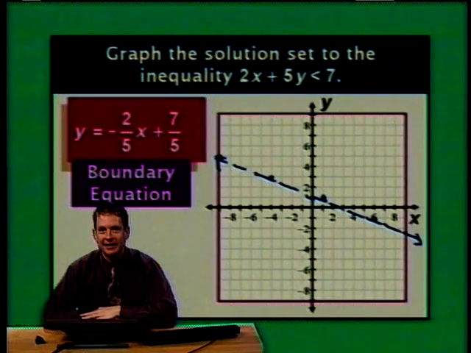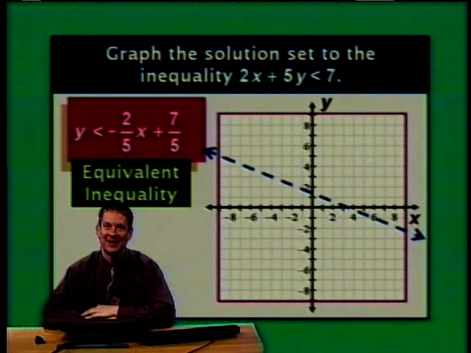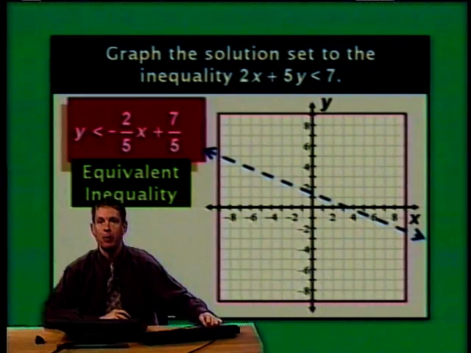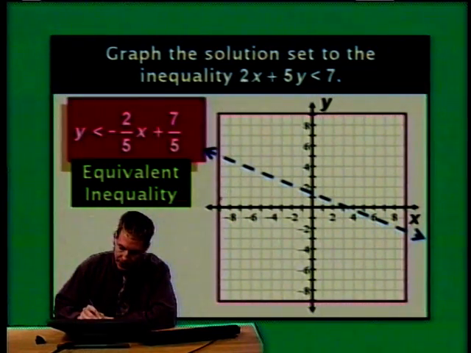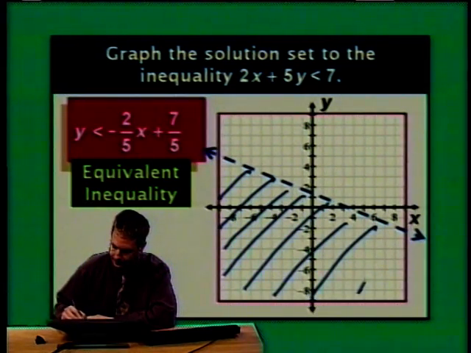Now, I anticipated I may not draw the best line in the world here, so on the next screen, I went ahead and had the computer draw the line for me so that we have a really good boundary for sketching our solution set. So our original inequality is equivalent to the inequality y is less than negative 2/5 x plus 7/5. When y is less than the expression involving x, the solution set is the half plane below the line. So our solution set is all of the points that lie below the line.